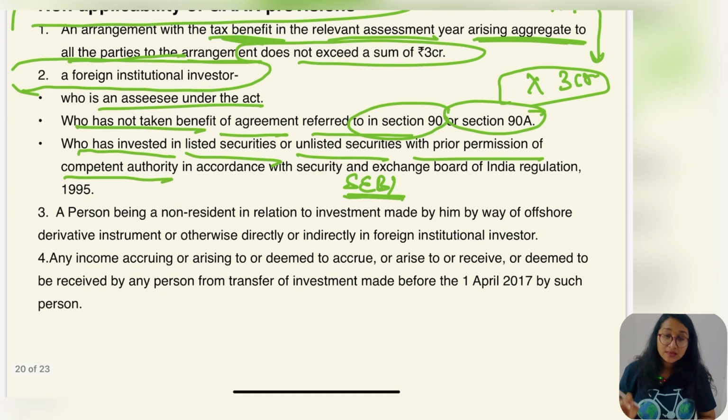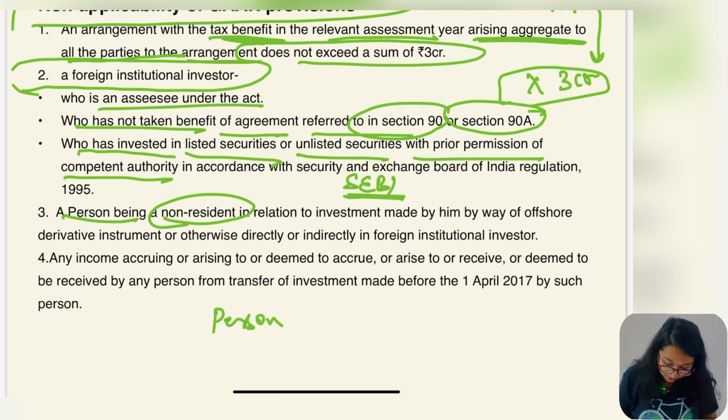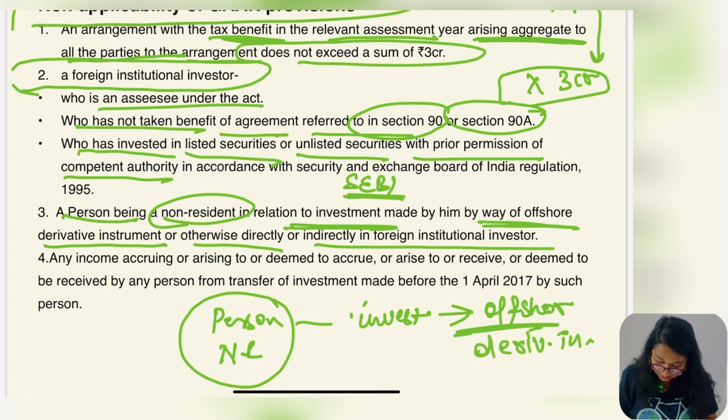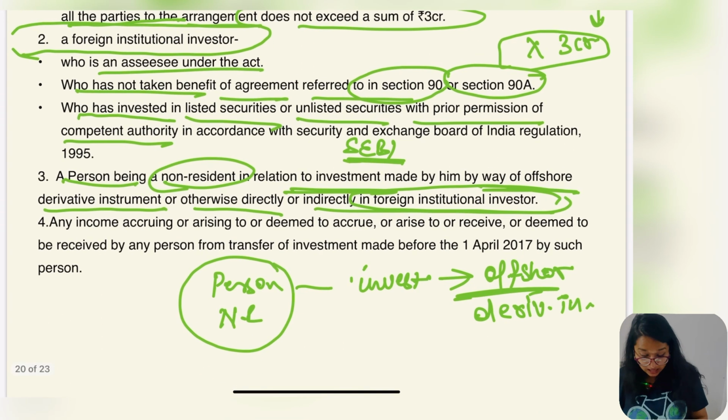Is it clear? Okay. Third point says about a person being a non-resident in relation to investment made by him by way of offshore derivative instrument or otherwise, directly or indirectly, in a foreign institutional investor. A person who is a non-resident who has invested by way of offshore derivative instrument or any other, directly or indirectly, in the foreign institutional investment. Is it clear? And this person will also not fall in the GAAR provisions.